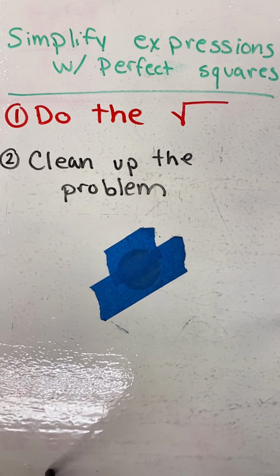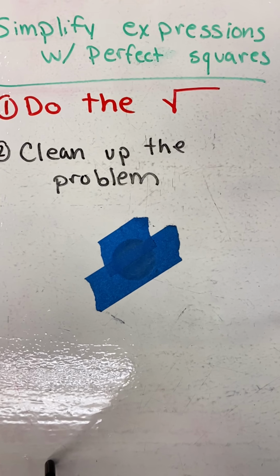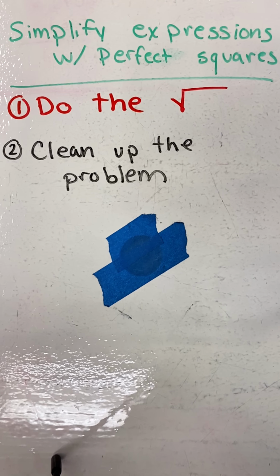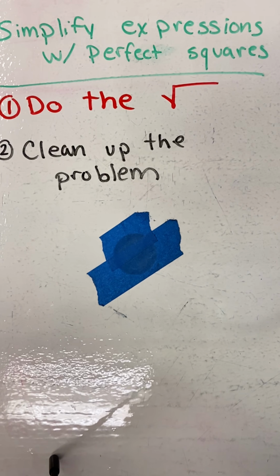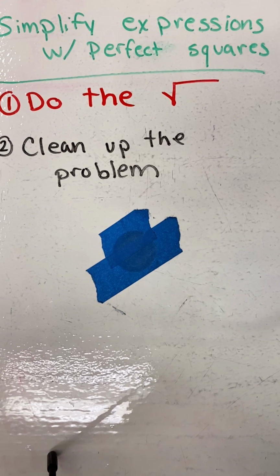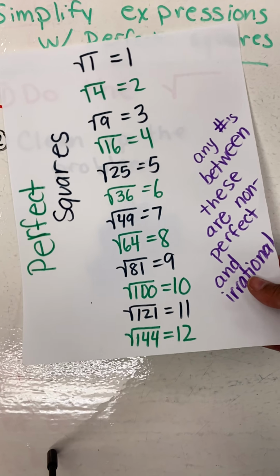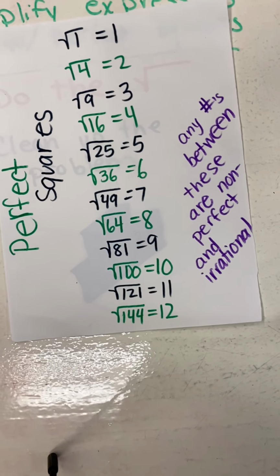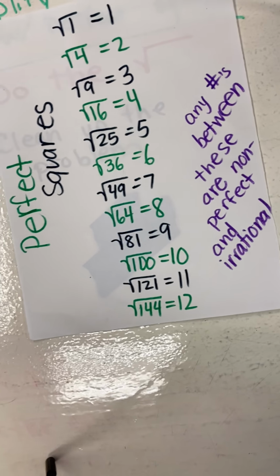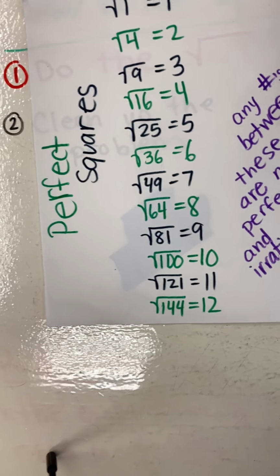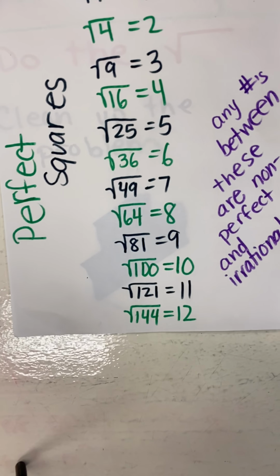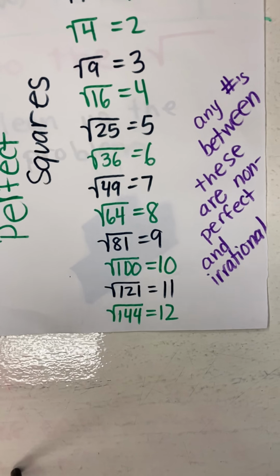Alright guys, so I am just posting a quick video on how to simplify expressions using perfect squares, where step 1 is do the square root and step 2 is clean up the problem. We are going to be using this list of perfect squares from class, so please make sure that you have that somewhere. If you need to pause the video in order to create the list because you didn't do it in class the other day, go ahead and do that.